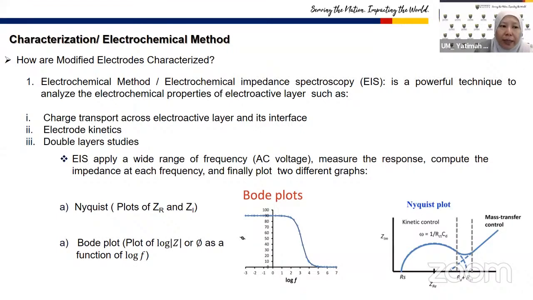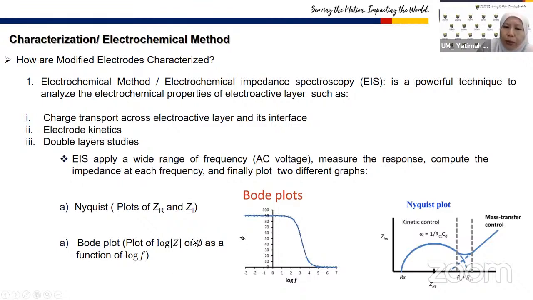We also can understand the electrode kinetics, and we can also understand the double layer studies. So these have a wide range of frequency. They measure the response, compute the impedance at each frequency, and finally plot two different graphs. So we need to plot the Nyquist plot, where you can see the resistance, and then you can also do a Bode plot.